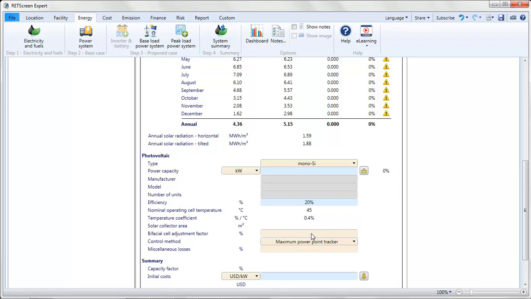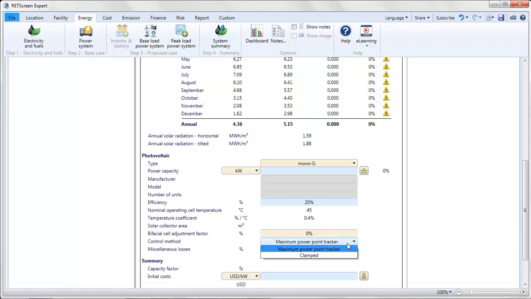Bifacial cell adjustment factor, I'm going to leave that at 0. That is, I'm assuming that we're not going to be using modules that are collecting light on their rear surface. Those are increasingly common. If I thought that I could boost my output by 10 to say 20% using those types of modules, I could put that number in here.